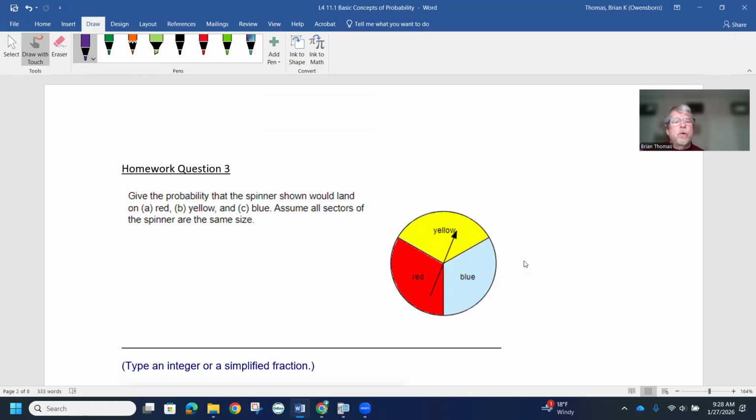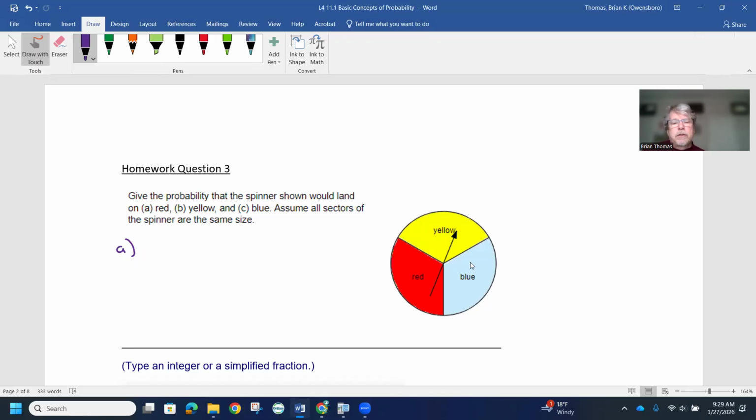So if we look at homework question 3, give the probability that a spinner would land on A, B, C. Okay, we have 3 different choices here. Assume all sectors of the spinner are the same size. So if we look at this, the probability of getting a red, notice how probability is the favorable outcomes divided by the total outcomes.